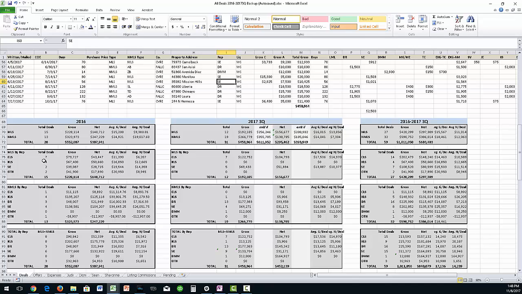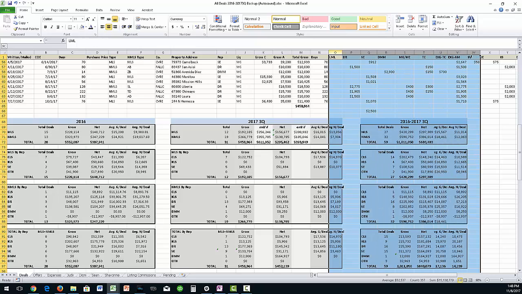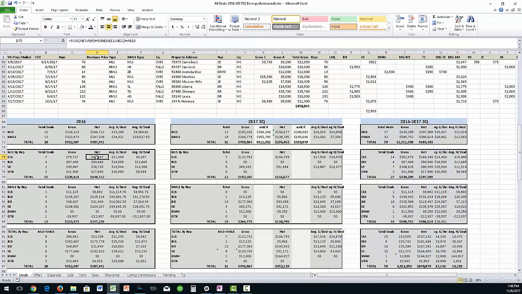How many deals did they get? How much total did they gross? This is not to be confused with the commissions they earned. What did they net us? Average gross per deal, average net per deal. Same thing, so 2016, 2017, grand total.